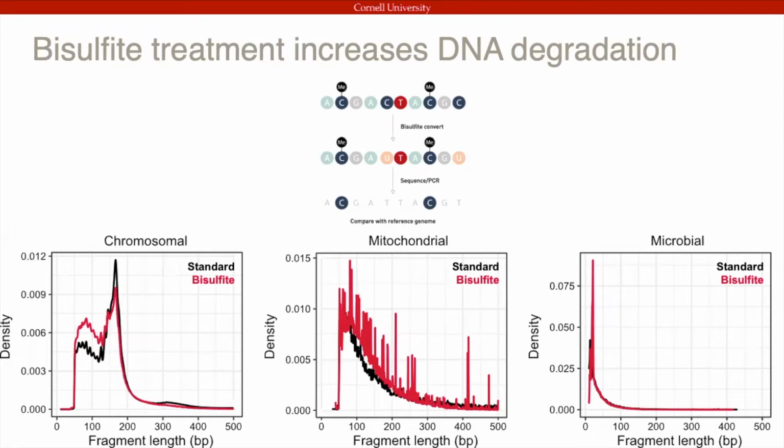However, bisulfite treatment is extremely harsh and it increases DNA degradation. So here I'm showing fragment length profiles again for chromosomal, mitochondrial, and microbial DNA. And we can see that the bisulfite treatment in red, again, increases the fraction of fragments that are less than 100 base pairs. So for these, it's especially important to have a preparation protocol that is able to capture these short fragments and sequence them. And so for the studies, we use the SRSLY library preparation protocol in combination with 2 of the cell-free DNA isolation kits that favor short fragments.